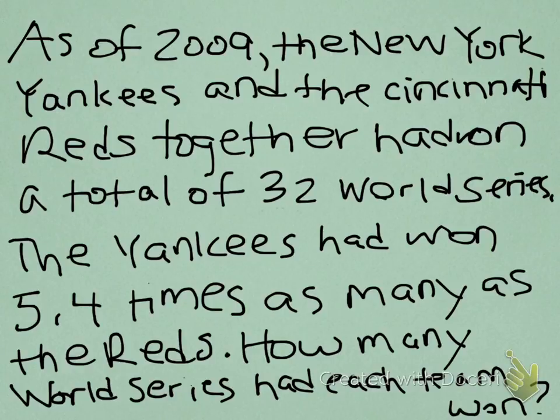And we have one more problem here where we need to come up with 2 equations and solve to be able to answer the question. So in this case we have, as of 2009, the New York Yankees and the Cincinnati Reds together had won a total of 32 World Series. It says how many World Series had each team won, so that means each team needs to have a variable to represent how many World Series they've won.